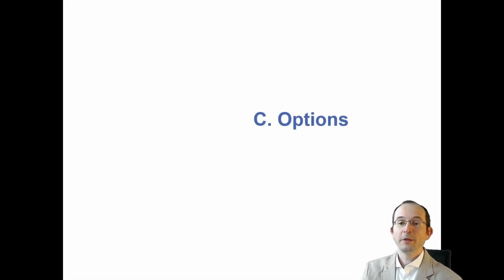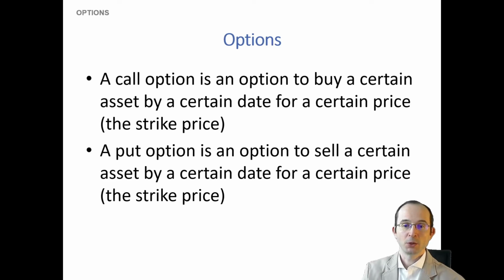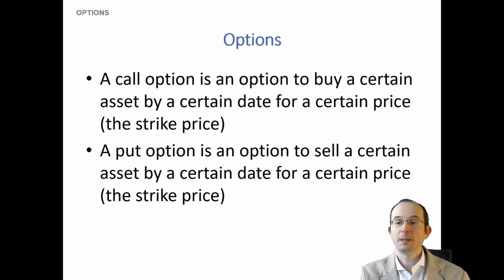Now, the third very common type of derivative is options. And these come in two primary flavors. A call option is the right to buy a certain asset by a certain date for a certain price, which we call the strike price. But you can see the important difference from futures and forwards here in this word option.